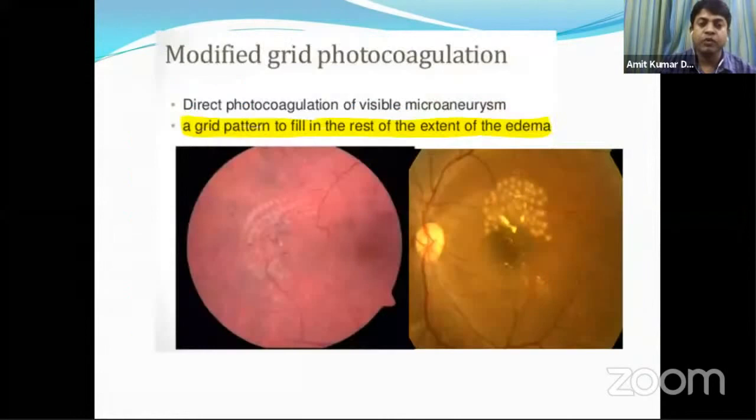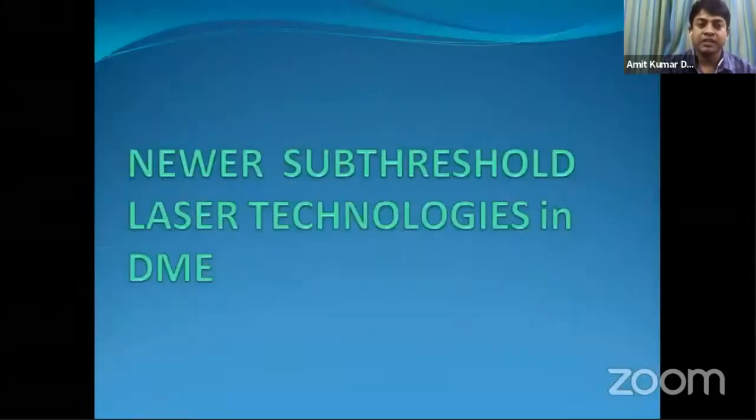So there is another mode of laser delivery for macular edema. It's known as the modified grid photocoagulation. In comparison to the conventional grid, here the grid pattern is applied only to the areas where there is retinal edema, and along with that we can combine focal coagulation of the leaking visible microaneurysms. So this is modified grid photocoagulation, which is now being commonly used in most of the patients.